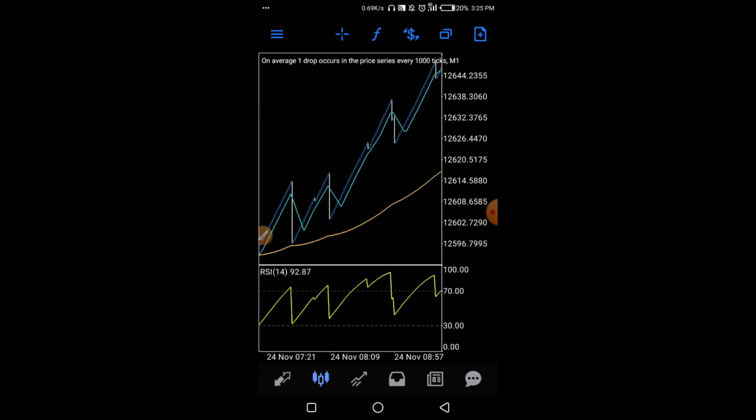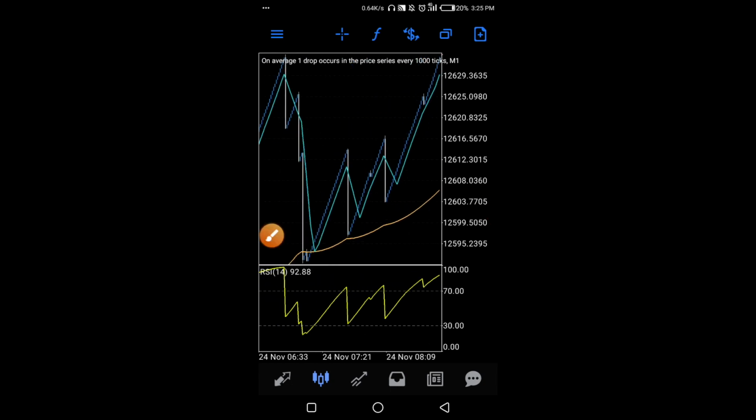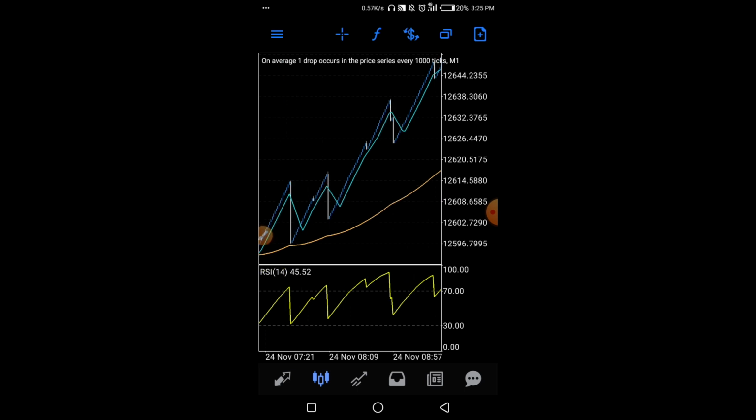So finally we have our chart like this. We have the 10 moving average here, the blue one, and the orange one is the 200 moving average, and the RSI here, the yellow one. Finally our chart is set. Now let's go to the strategy. How are we going to catch spikes?